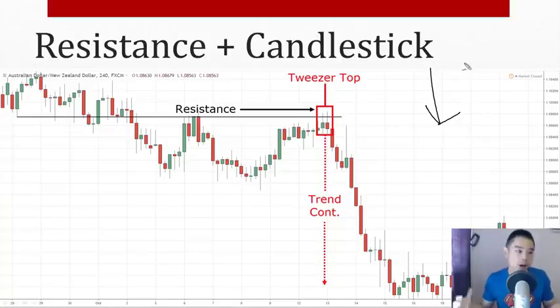Number two, area of value. Are we trading from an area of value? Well, you're trading at this area of resistance, right? So that's where we are at.